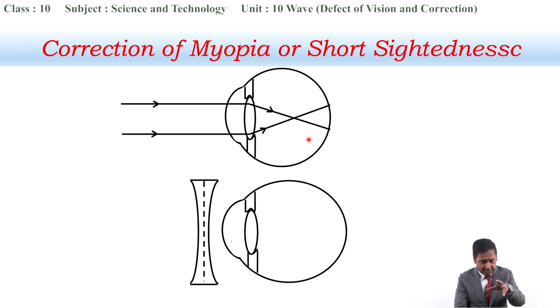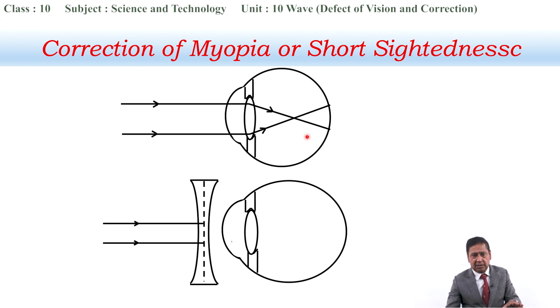I want to tell you the diagram first and then a little explanation. If light is coming from the distant object, then the rays are parallel to each other. Before the lens of the eye, they have to enter through the concave lens of the spectacle. This concave lens is used in spectacles. A concave lens diverges the rays of light. We know about this. First, it diverges a little.